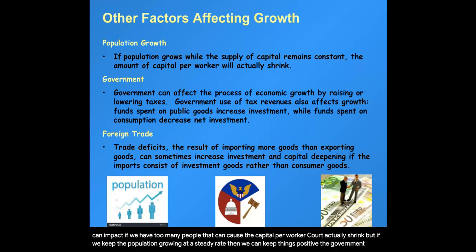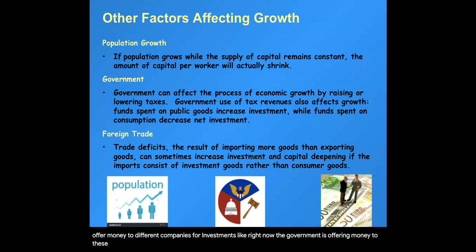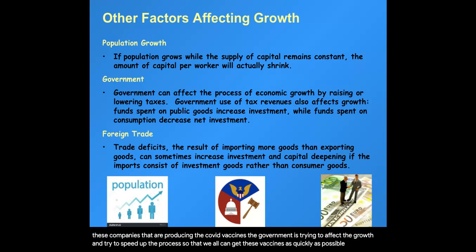The government can affect growth as well. The government can either raise or lower taxes. They can offer stipends. They can offer money to different companies for investments. Like right now, the government is offering money to the companies that are producing the COVID vaccines. The government is trying to affect growth and speed up the process so that we all can get these vaccines as quickly as possible and get out of this COVID crisis.